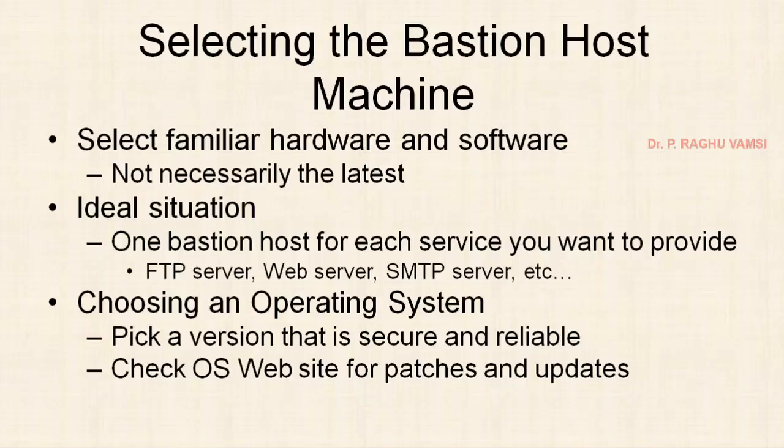It should also have at least a dual core or Core 2 Duo processor for processing the traffic. So the ideal situation is one bastion host for each service you want to provide. For FTP service, use one bastion host, for the web service, another bastion host, and for the SMTP server, one bastion host.